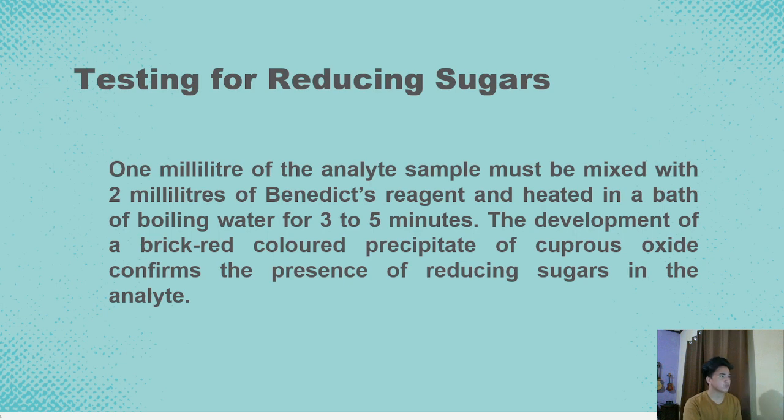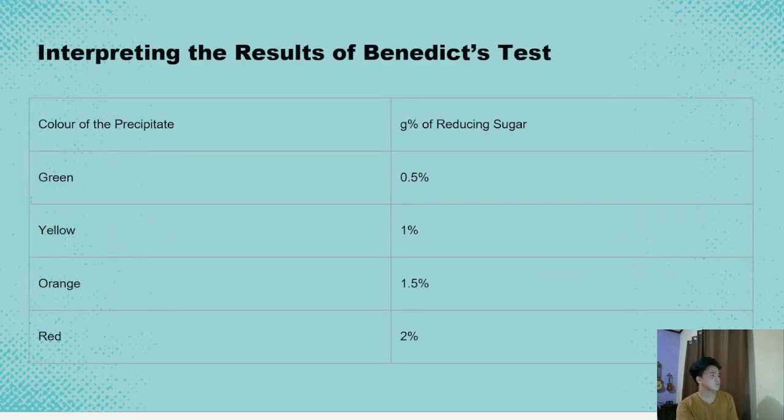Next, testing for reducing sugar. 1 milliliter of the analyte sample must be mixed with 2 milliliters of Benedict's reagent and heated in a bath of boiling water for 3 to 5 minutes. The development of a brick red colored precipitate of cuprous oxide confirms the presence of reducing sugars in the analyte. So this is how to interpret the results of Benedict's test: color of the precipitate and the gram percent of reducing sugar. Green, we have 0.5%, yellow 1%, orange 1.5%, and red 2%.